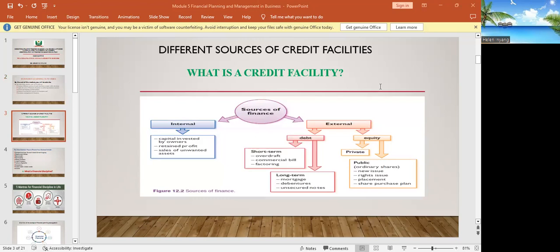We are going to look at the different sources of credit. But before then, what is a credit facility?